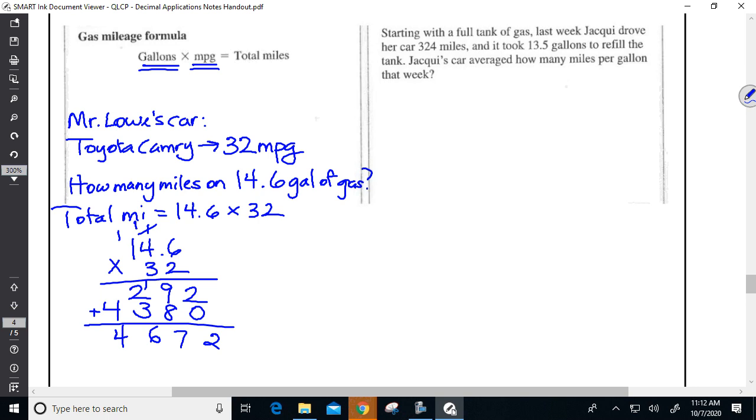What am I missing? I know I can't get 4,672 gallons. Miles. Should include it as, one decimal. So 467.2 miles.